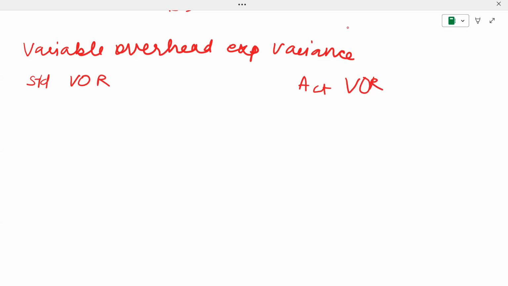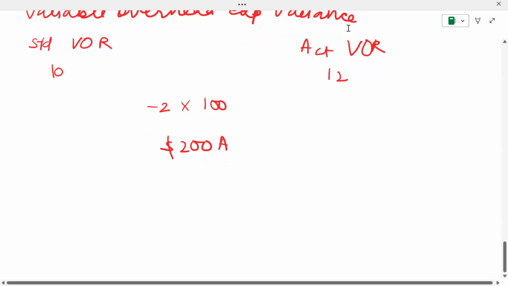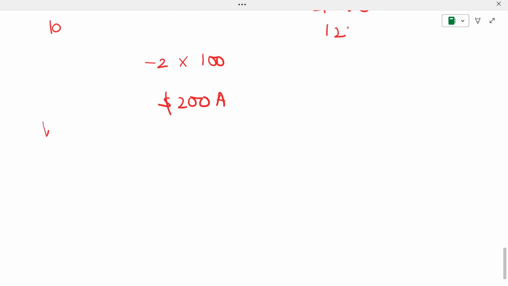So let's suppose I had thought, according to my budgets, that the variable overhead rate will be, let's suppose, $10 per unit, but actually I ended up spending more money on variable overhead expenditure, which led to my actual variable overhead rate to be, let's suppose, $12. So the difference, again, is going to be an adverse one because I've ended up spending more. So minus 2 multiplied by my actual hours which have been worked. Let's suppose that my actual hours were 100, so $200 worth of money I have spent extra on the variable overhead expenditure.